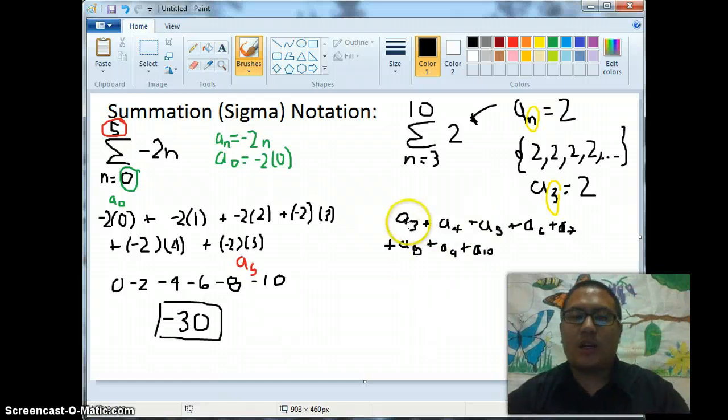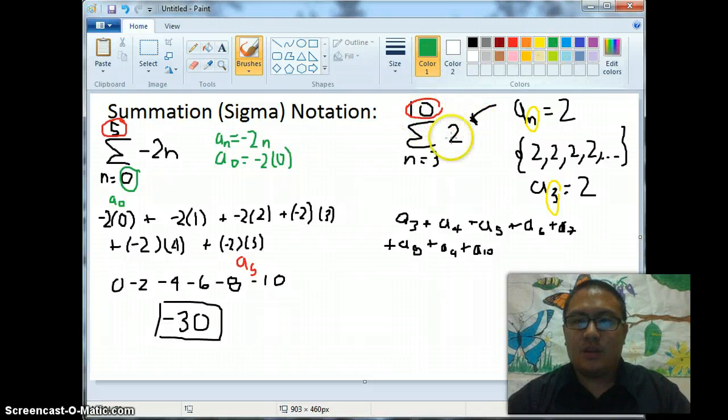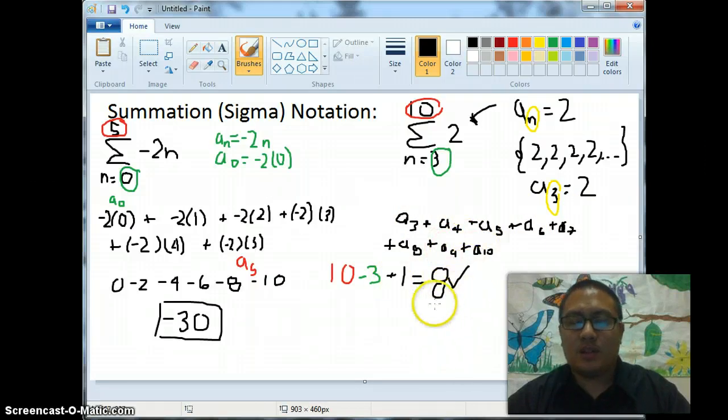And the shortcut to figuring out how many terms you're going to add together is you take the terminator, you take the initializer, and you do this to them. You go 10 minus 3, and here's the important part, you have to add 1. Okay, and that gives you 10 minus 3 is 7, 7 plus 1 is 8. Let's go ahead and count off and make sure there's 8 things. 1, 2, 3, 4, 5, 6, 7, 8. Yeah, so 8 things. Okay. And that's a check mark to say there is 8.